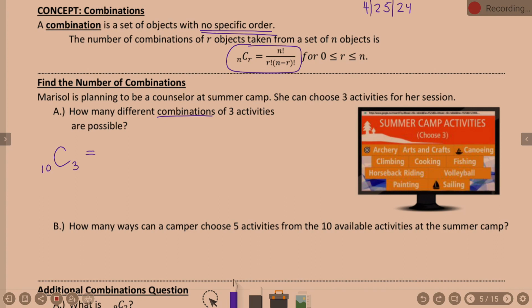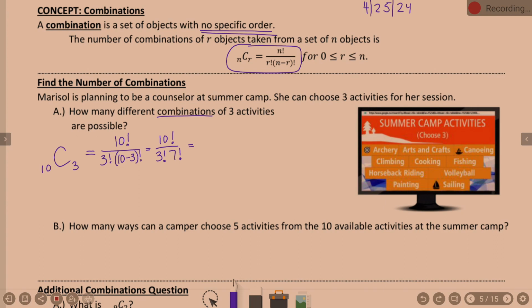With a combination, the first number always has to be larger or the same as the second number. It cannot be smaller, it's just not possible. On top, n factorial, which is the 10 factorial. On bottom, it's r factorial, which is 3 factorial. And then n minus r, being 10 minus 3 factorial. If I clean that up a little bit, it's 10 factorial over 3 factorial times 7 factorial.